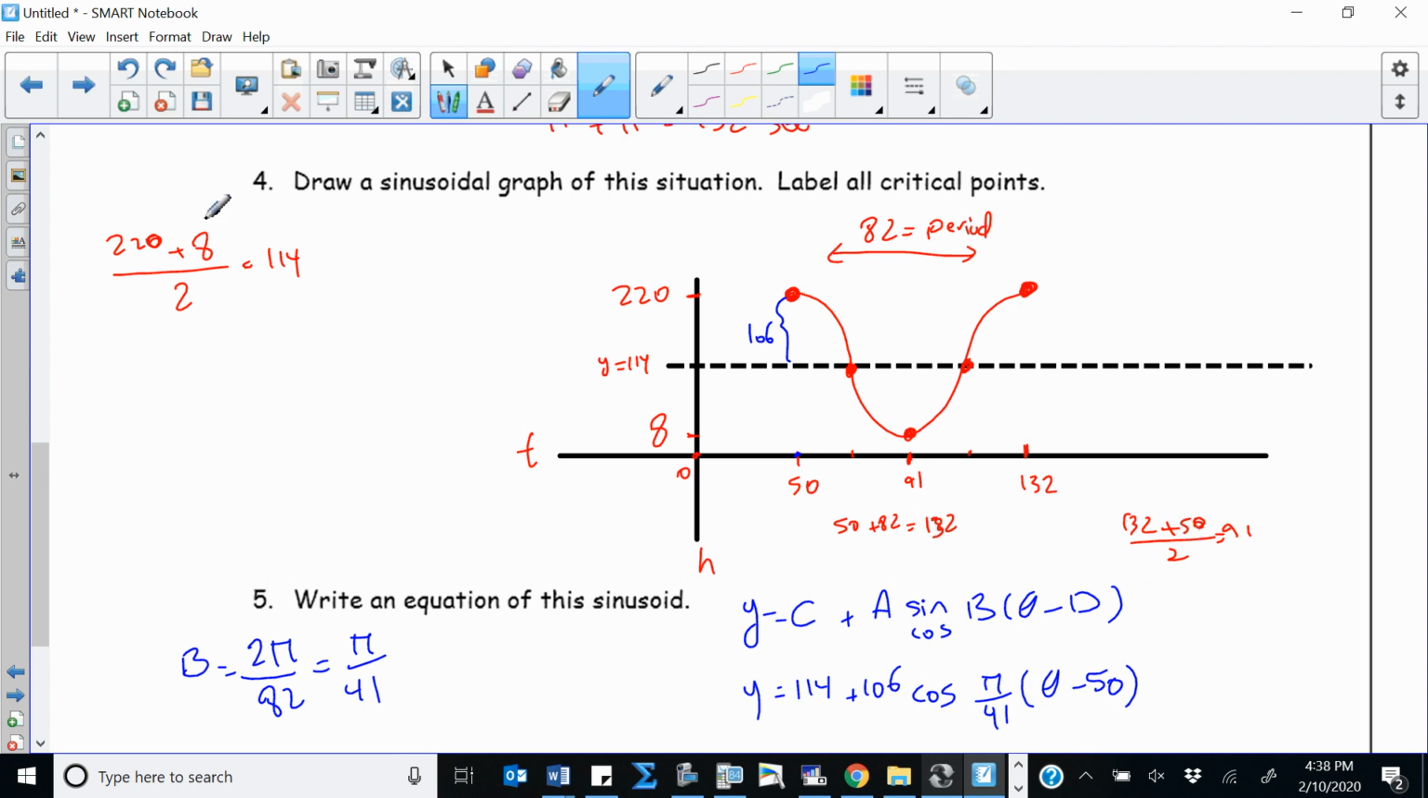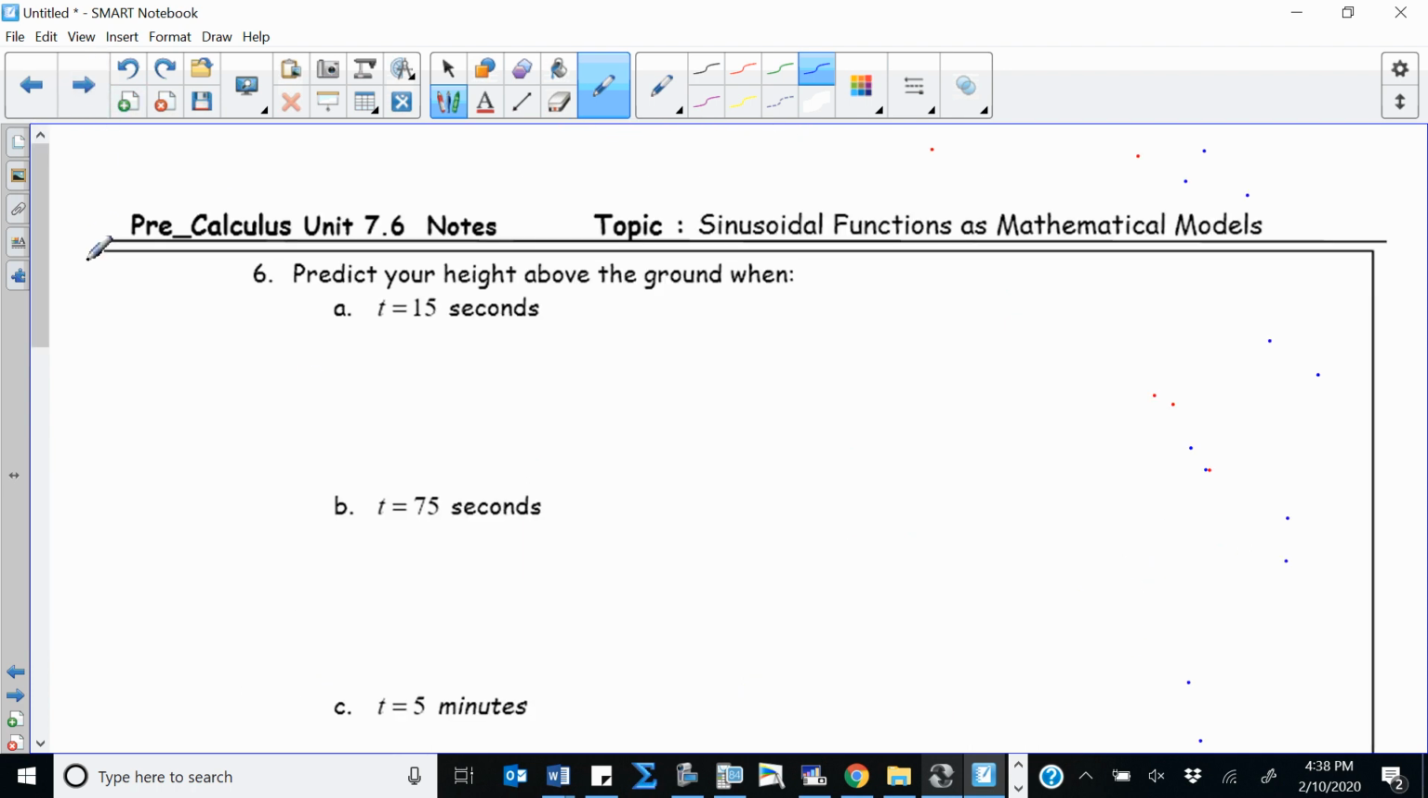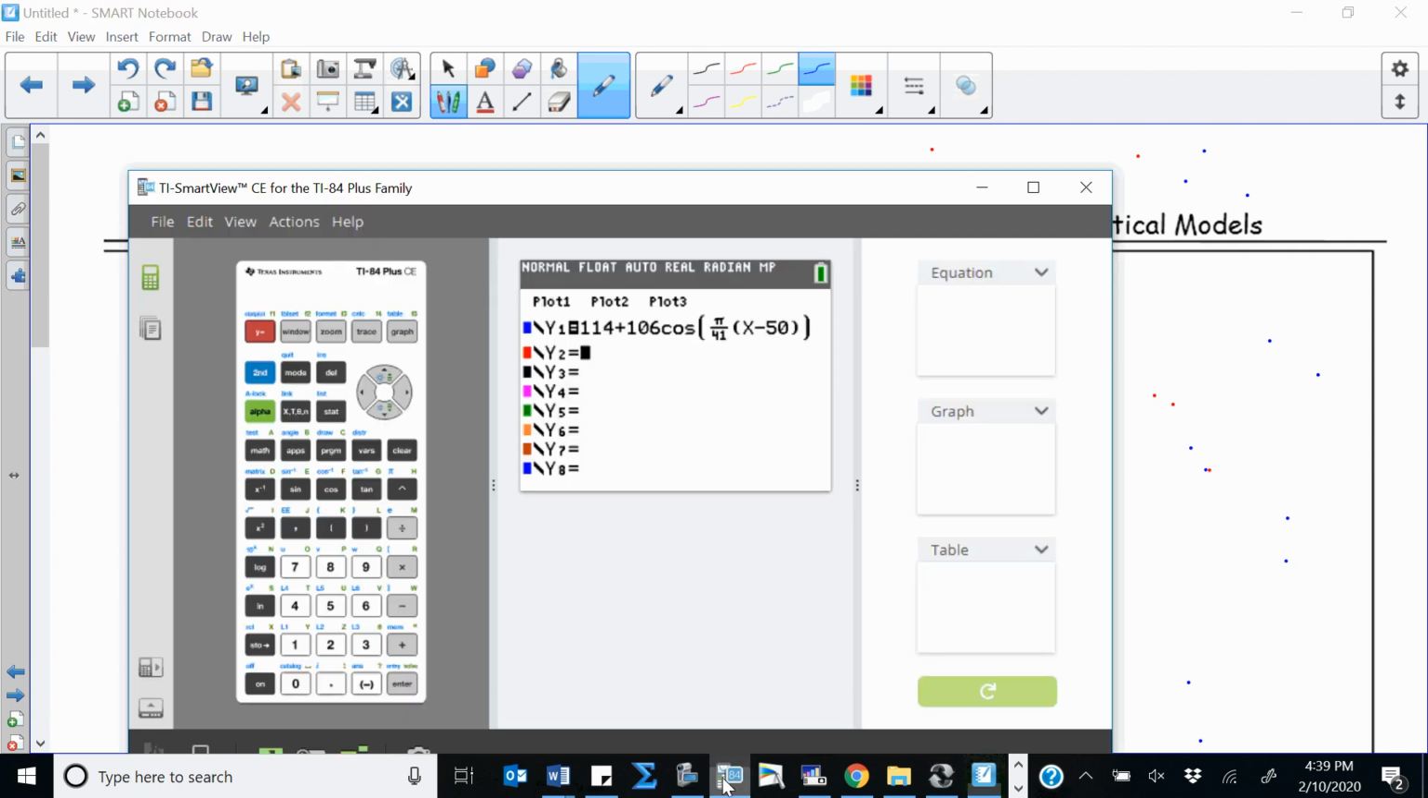Let's go to the questions over here. We need to predict the height above the ground when t is 15. So basically, if time is 15, that's the x value, and we're looking for the height, which is the y value. To find this, I'm going to use my calculator. So we go to the calculator, we enter the equation using y equal, you enter that into y1, and then you graph this.